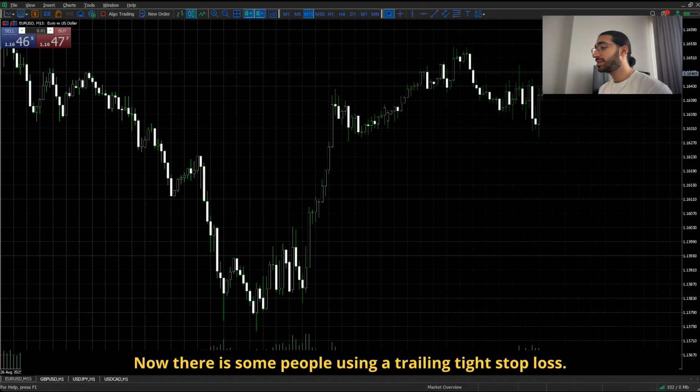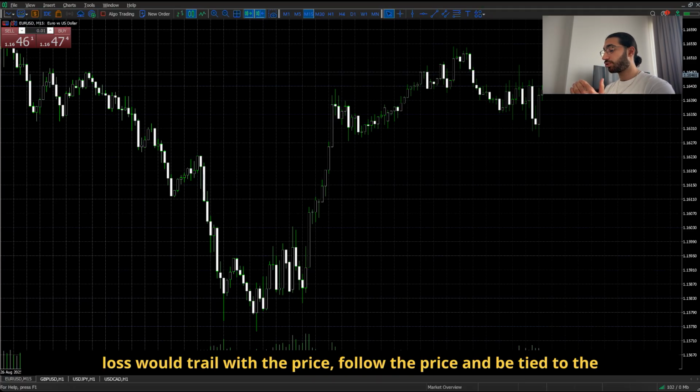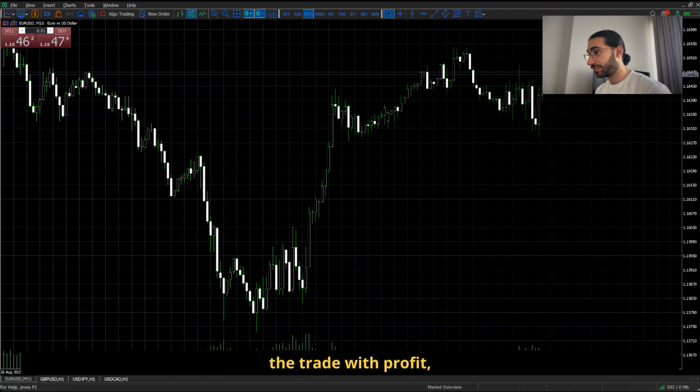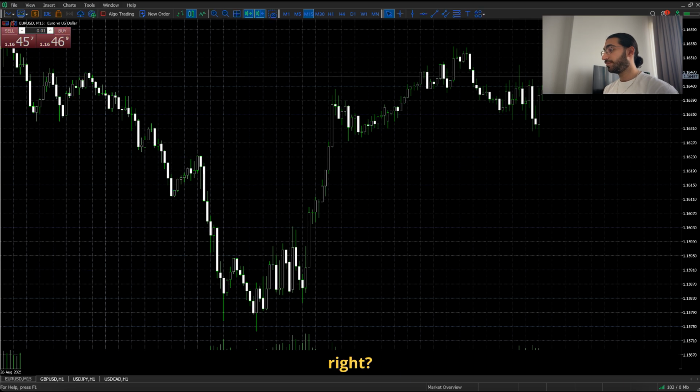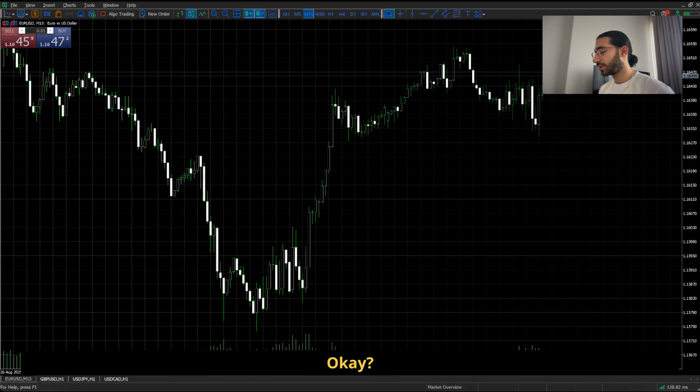Now, there are some people using a trailing tight stop loss. So basically, you would put your trade, and as the price goes in your favor, the stop loss would trail with the price, follow the price, and be tied to the price. So as you're in profit, if the price reverses, you're basically out of the trade with profit, right? And if the price goes with you, obviously you should scale in, okay?